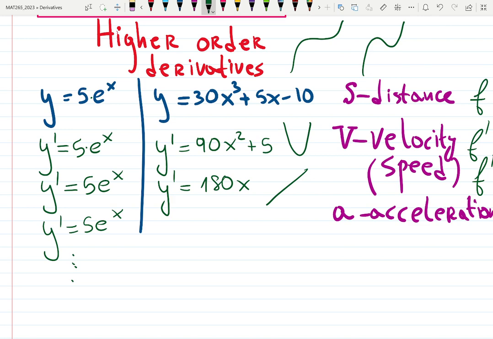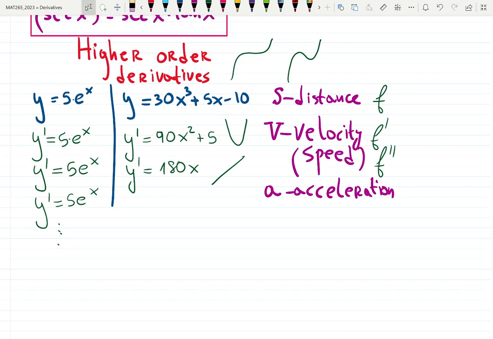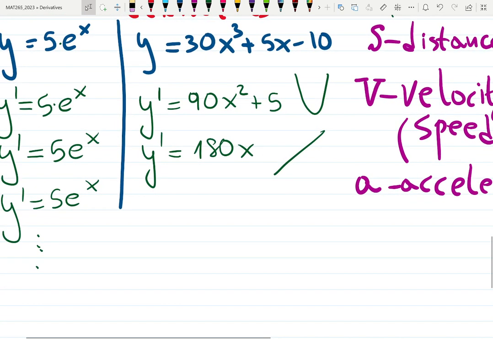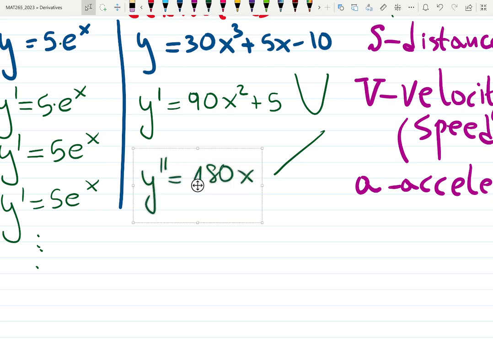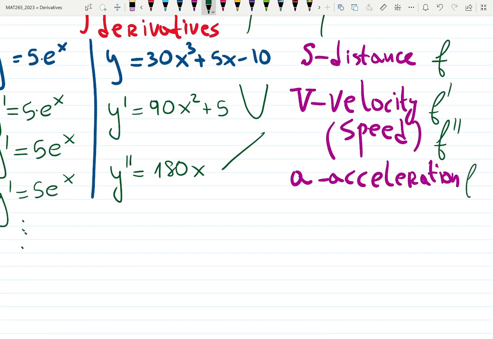Okay. So the third derivative, so this is y prime. Let's put it a bit lower. That's, for example, acceleration. Let's continue with more derivatives. Acceleration is the second derivative. Then f prime prime prime is 180. What's the name? Jog.